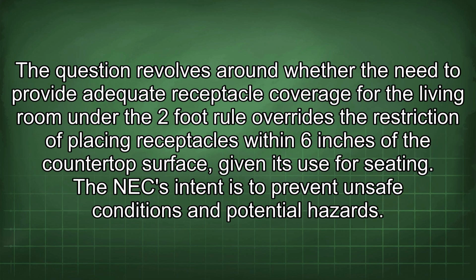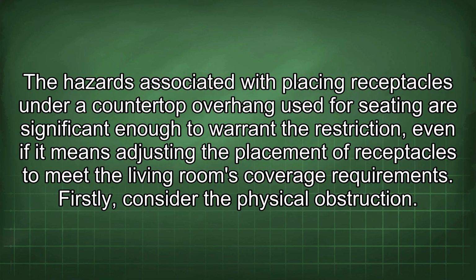The question revolves around whether the need to provide adequate receptacle coverage for the living room under the 2-foot rule outweighs the restriction of placing receptacles within 6 inches of the countertop surface, given its use for seating. The NEC intent is to prevent unsafe conditions and potential hazards. The hazards associated with placing receptacles under a countertop overhang used for seating are significant enough to warrant the restriction, even if it means adjusting the placement of receptacles to meet the living room's coverage requirements.